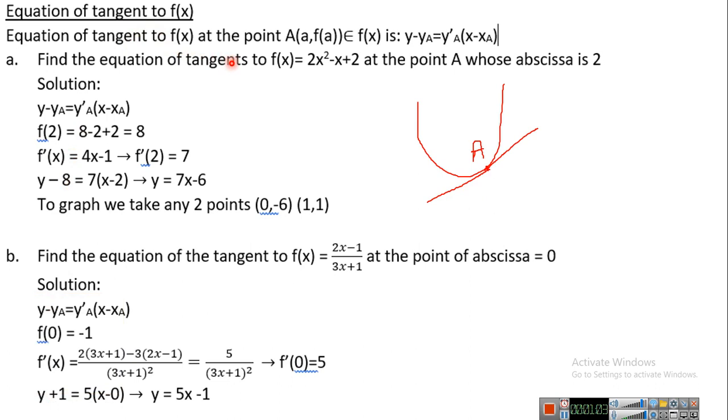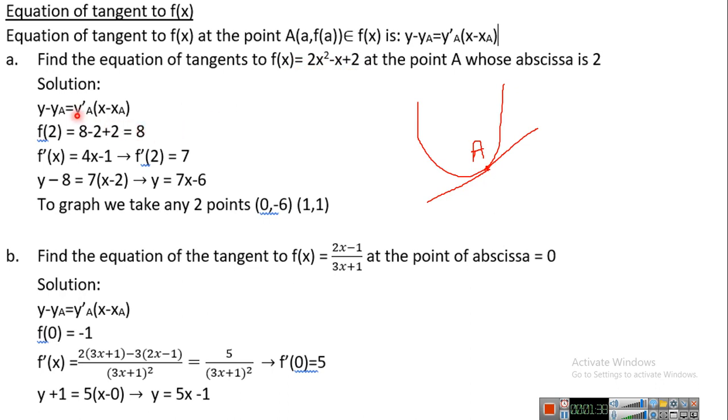Find the equation of the tangent to f of x equals 2x squared minus x plus 2 at the point A whose abscissa is 2. Since I want the equation of the tangent, first of all I write the equation of the tangent, y minus y of A equals y prime of A into x minus x of A. The unknowns here are y of A, y prime of A, and x of A. X of A is given, which is 2. I need to find y of A, so I replace x by 2 in f of x. You're going to get 8 minus 2 plus 2, so 8.